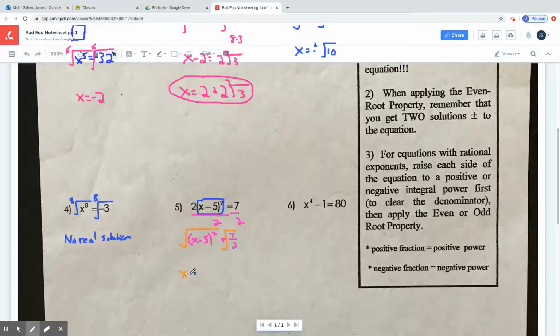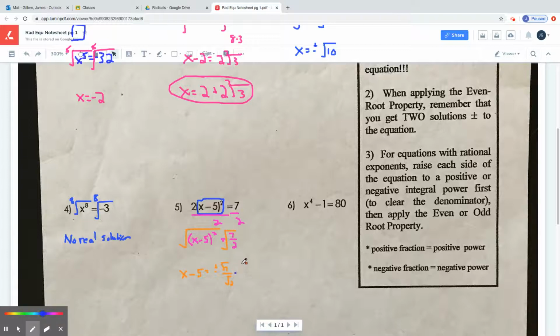and I'm left with just x minus 5 equals the square root. Now it's the square root, so it's plus or minus. All right, so it's plus or minus the square root of that, which is really the square root of 7 over the square root of 2.